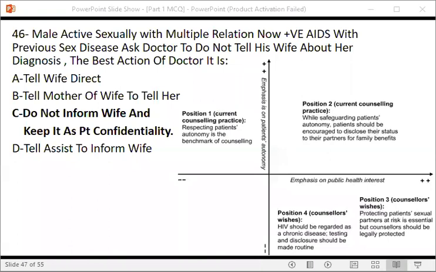Okay. In position 3, protecting the patient's sexual partner at risk is essential, and the counselor should be legally protected. We need a counselor, not us, somebody who sits between them and tries to convince the husband to inform the wife. Okay. Next, HIV should be regarded as a chronic disease. Testing and disclosure should be made routinely. So, our aim is do not inform anybody and respect patient confidentiality, and help him with the counselor with every method available to tell the partner about his condition and protect the partner. Okay, so the answer here is do not inform the wife.